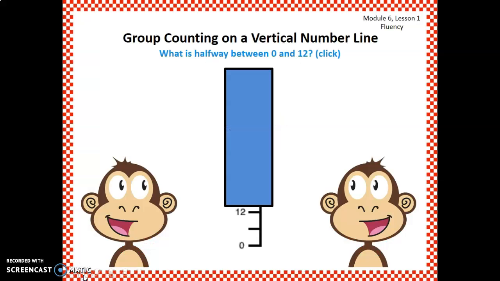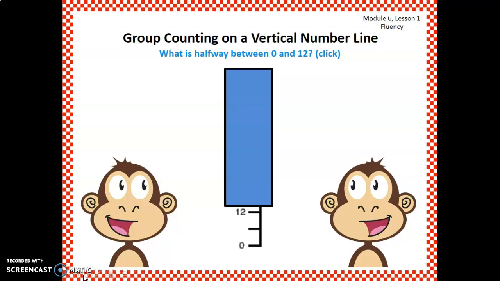Okay. Before we get started on that, though, I want to take you through some fluency, go through some multiplications and division, make sure we keep ourselves up to date on that. This first slide shows group counting on a vertical number line. We're used to those number lines. Remember, vertical just means up and down instead of sideways.